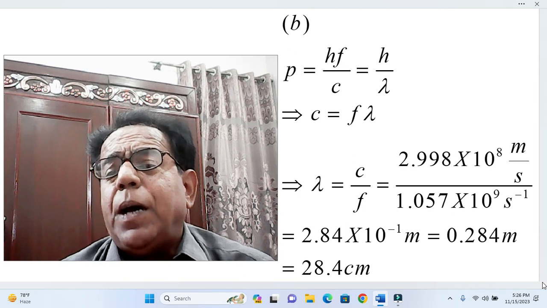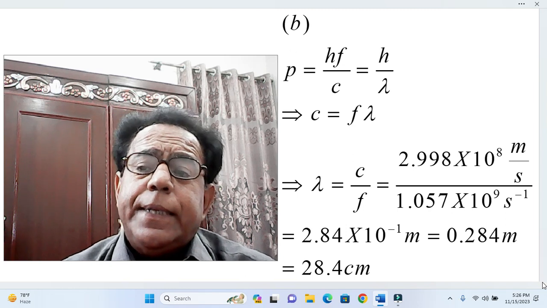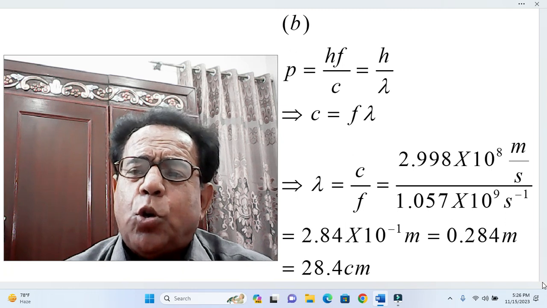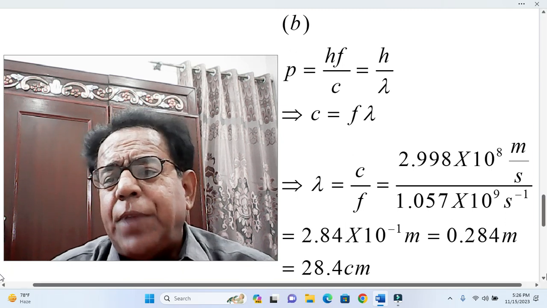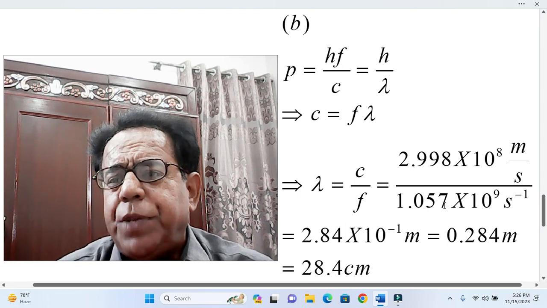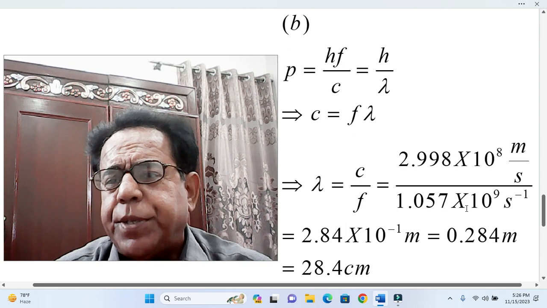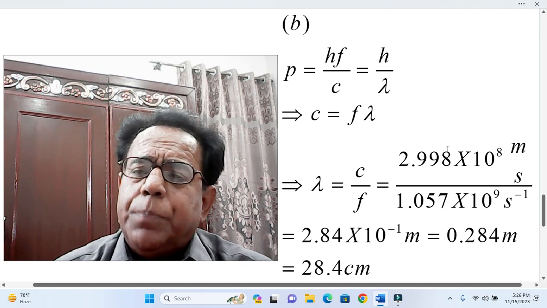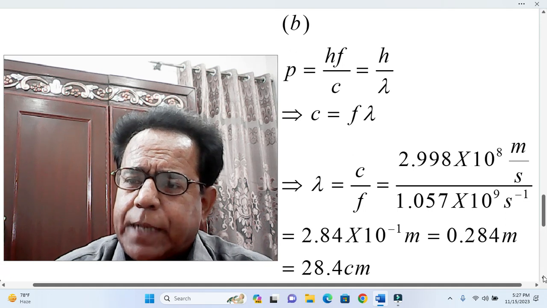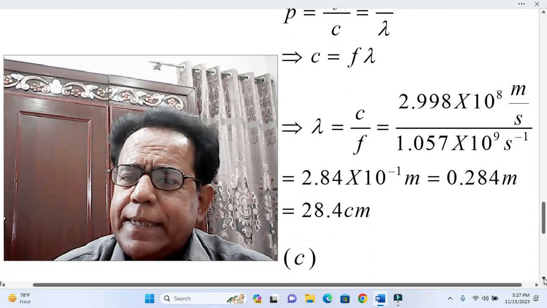Value of c, speed of light, is given in the table which was included at snapshot number 1, and value of frequency f we have calculated in the previous step. So we have put both these values here: one value from the table and one value which we have calculated in the previous step. Next is just simplification.